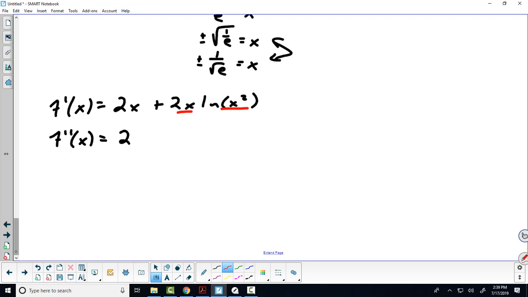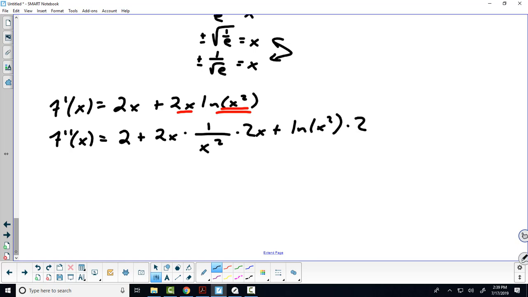And then I'm again going to have to do this product rule. This would be the first times the derivative of the second, 1 over x squared times 2x, plus the second, natural log of x squared, times the derivative of the first. When we clean everything up, we have 2 plus 4x squared over x squared, so that's just plus 4, plus 2 natural log of x squared. So this simplifies to be 6 plus 2 ln of x squared.